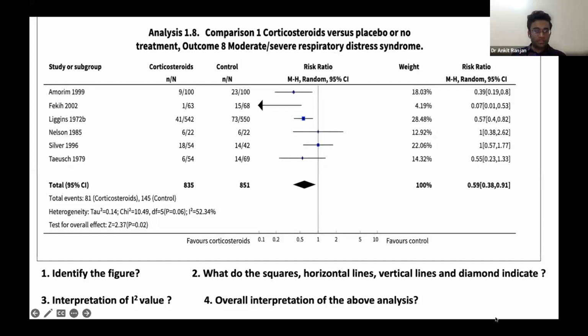Many of you have named the figure. So what is I square? What does it indicate? If anybody can mention that. And how would you interpret this result?